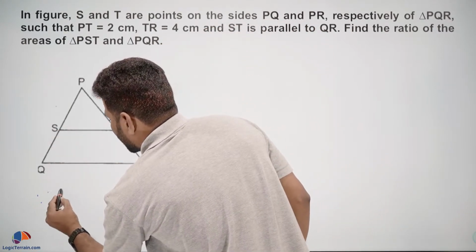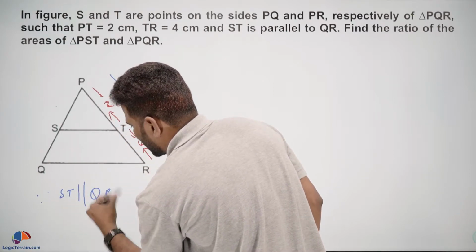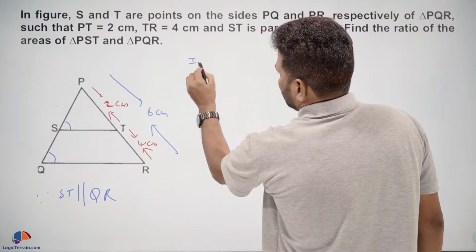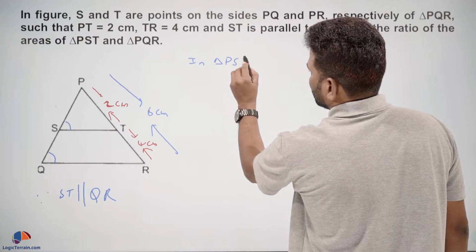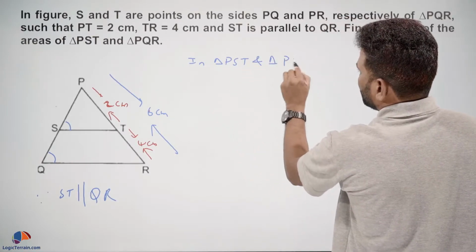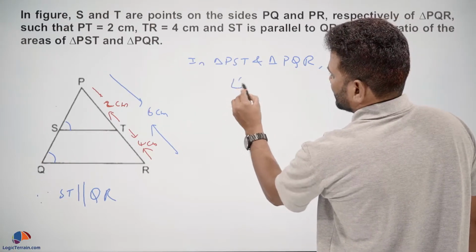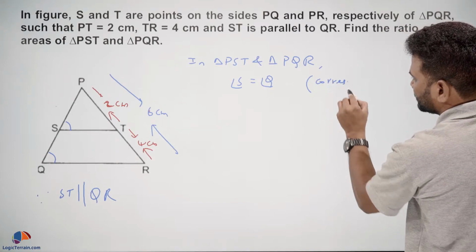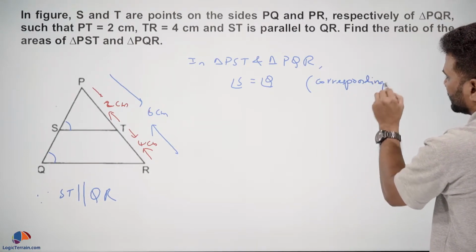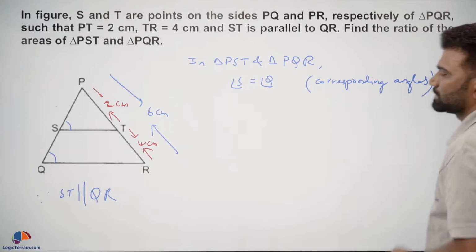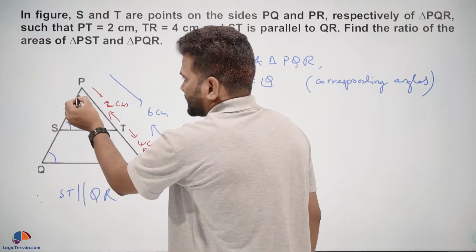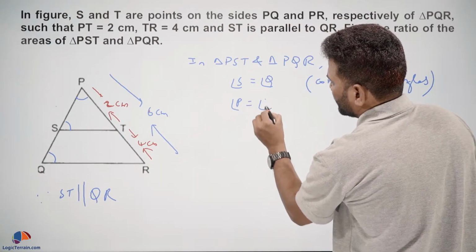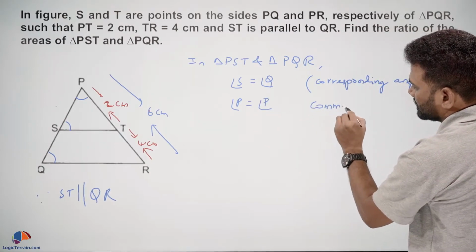Since ST is parallel to QR, angle S is equal to angle Q. In triangle PST and triangle PQR, angle S is equal to angle Q, since these are corresponding angles, and both of these triangles have a common angle, that is P. Angle P is equal to angle P. This is the common angle.